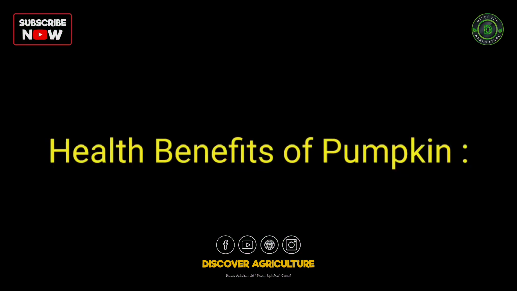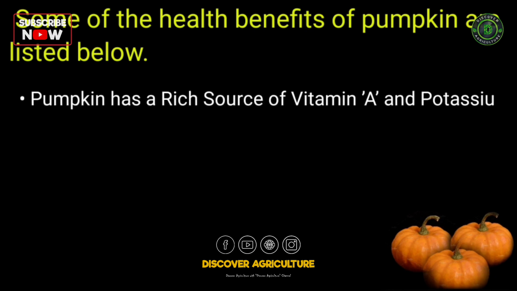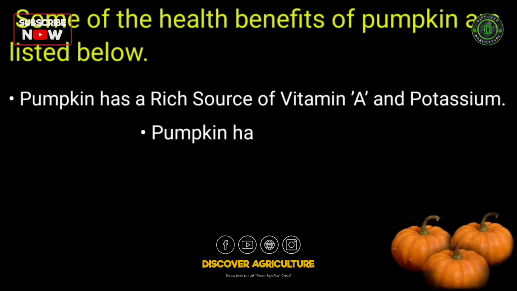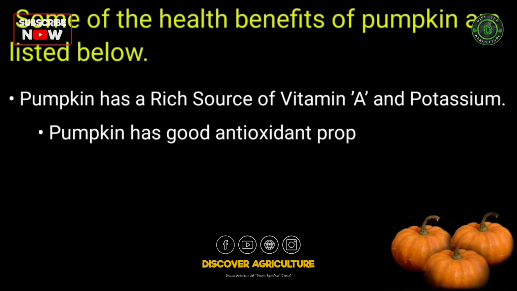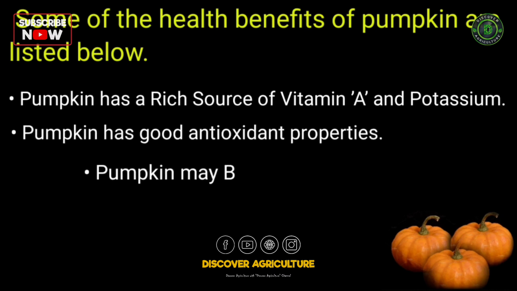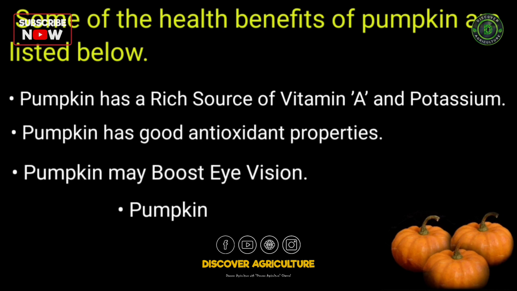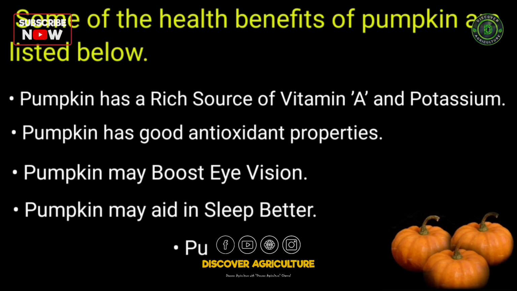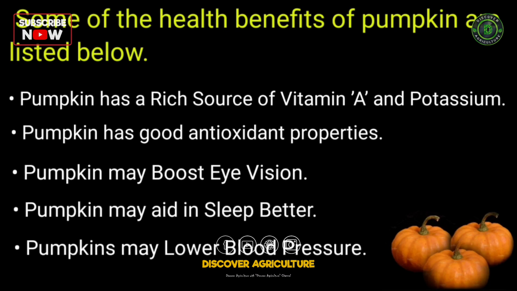Health benefits of pumpkin. Some of the health benefits of pumpkin are listed below. Pumpkin is a rich source of vitamin A and potassium. Pumpkin has good antioxidant properties. Pumpkin may boost eye vision. Pumpkin may help you sleep better. Pumpkins may lower blood pressure.